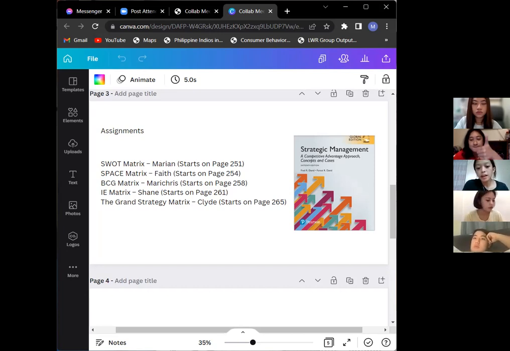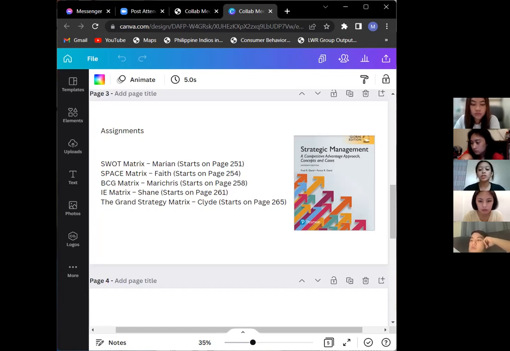Yes. Okay. So I was actually assigned the IE matrix, and what I've done so far is I did some research on it since I was very unfamiliar with the matrix. And so what I came up with was a few links from different websites that explained what the IE matrix was about. Basically, the IE matrix positions an organization's various divisions in a 9-cell display.